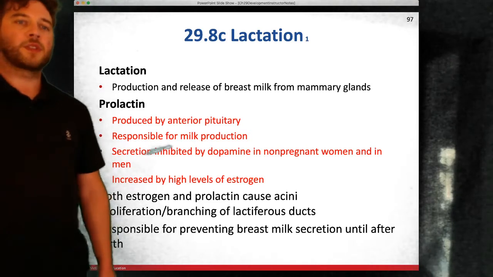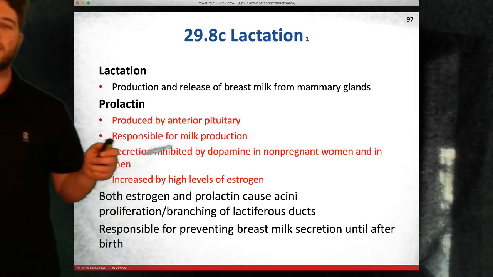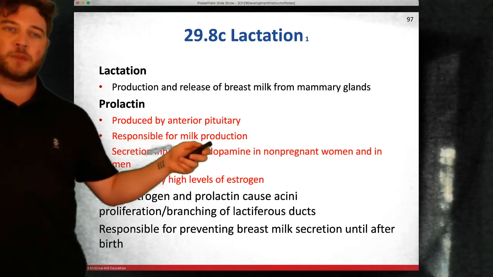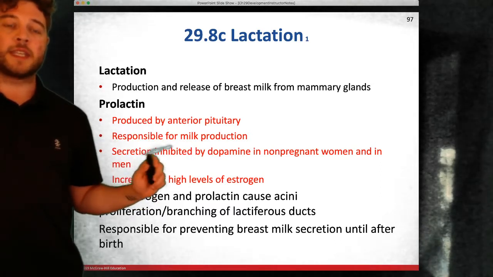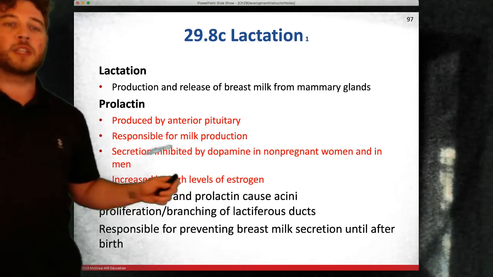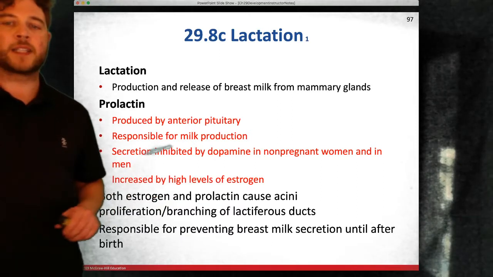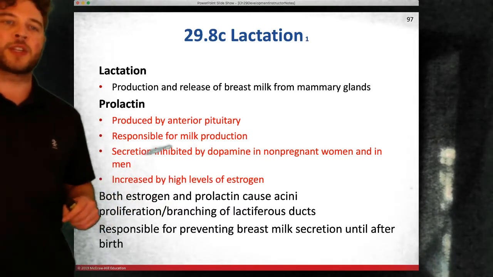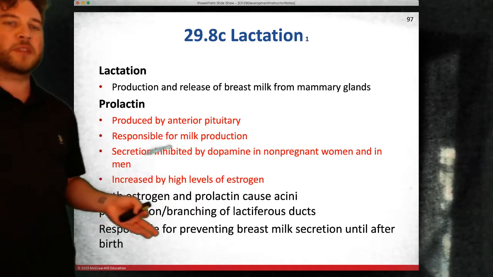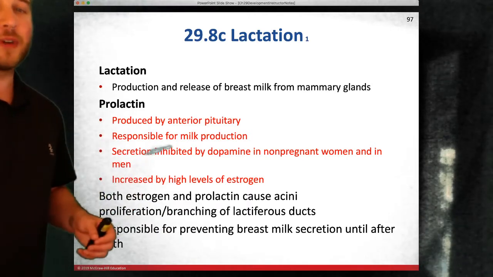Lactation then. Lactation is the production and release of breast milk from the mammary glands. Prolactin is produced in the anterior pituitary. It is responsible for your milk production. Its secretion is inhibited by dopamine in non-pregnant women and in men, and increased by high levels of estrogen. Both estrogen and prolactin cause the acinar proliferation and branching of the lactiferous ducts that move through the mammary glands, responsible for preventing breast milk secretion until after birth.